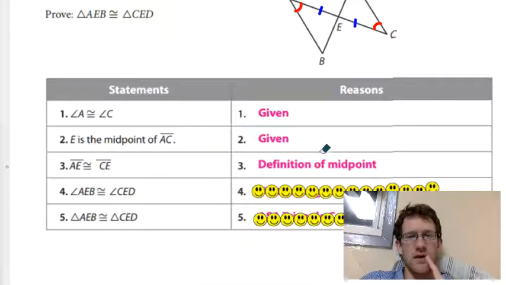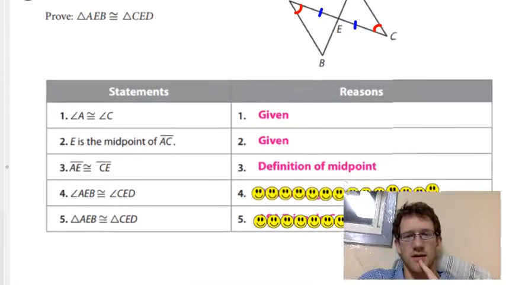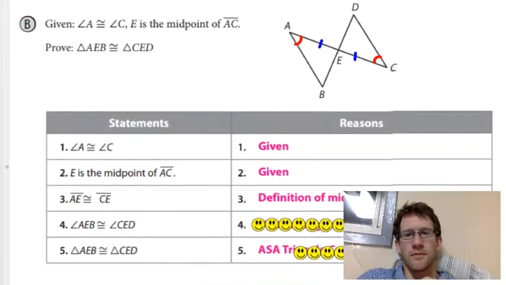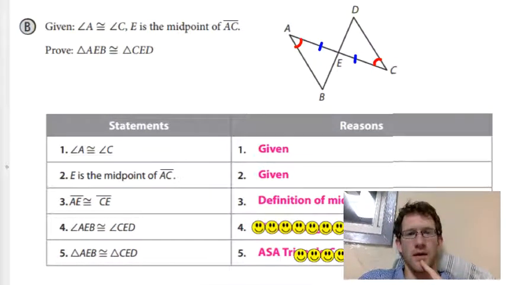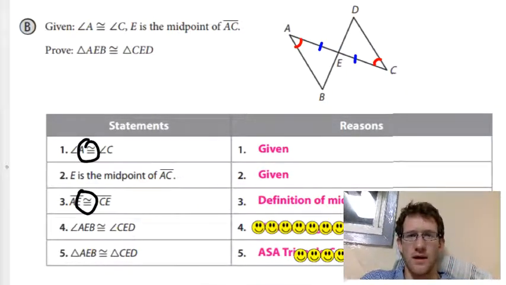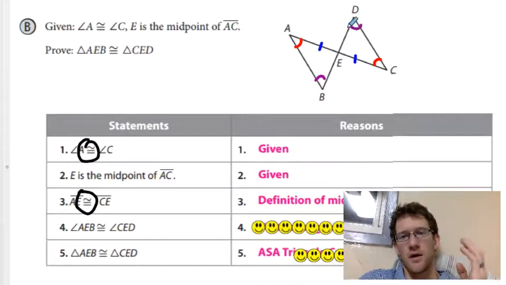Then I can say that I'm missing one more thing to use angle side angle, because I am going to use angle side angle. What is that thing? Remember, I have an angle is congruent to another angle. I have a side is congruent to another side. So I have an angle, a side. I'm missing one more angle. Well, hey, look, I could show that maybe angle B is congruent to angle D.